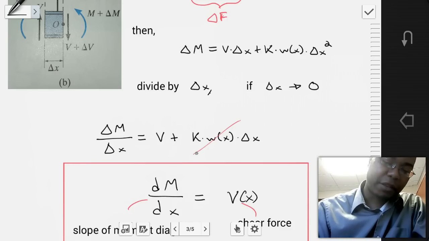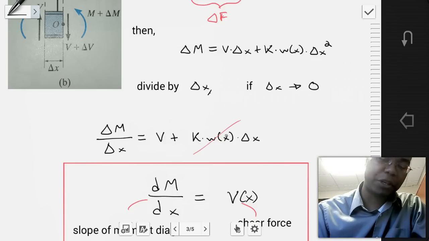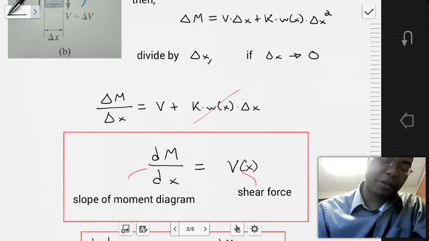We're noting that as the delta x approaches 0, this secondary term becomes very small and becomes 0. From that, we find the following equation, that the derivative of the moment with respect to x is going to be equal to the shear force function, such that the left-hand side of this equation is the slope of the moment diagram, and the right-hand side of the equation is the shear force function with respect to x.